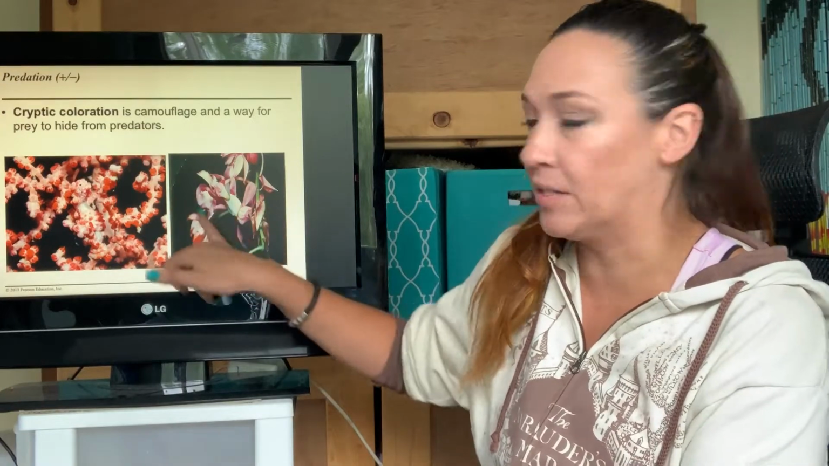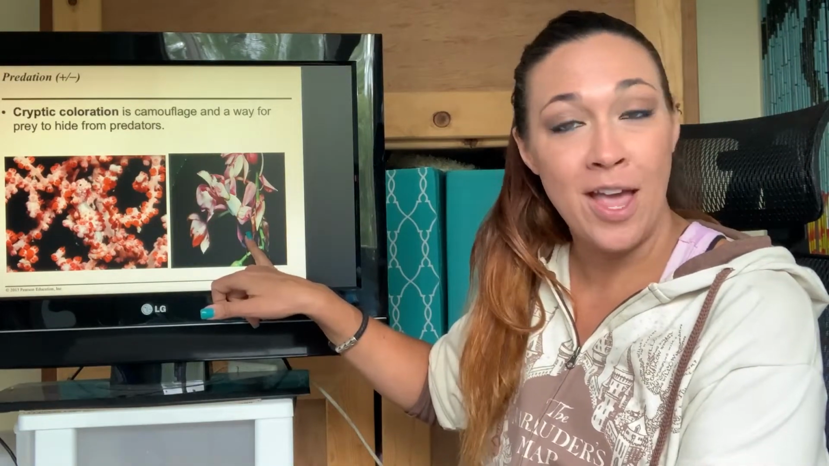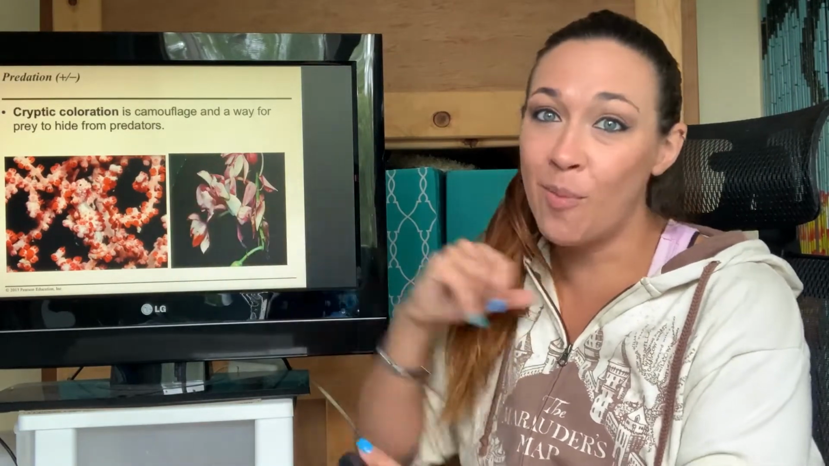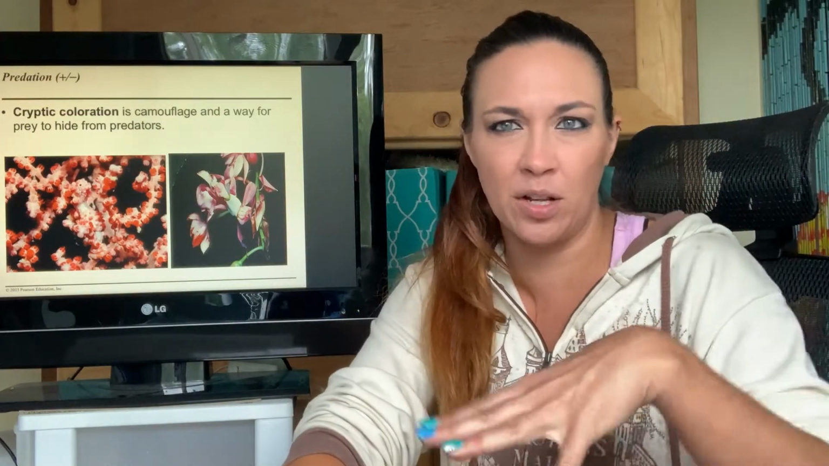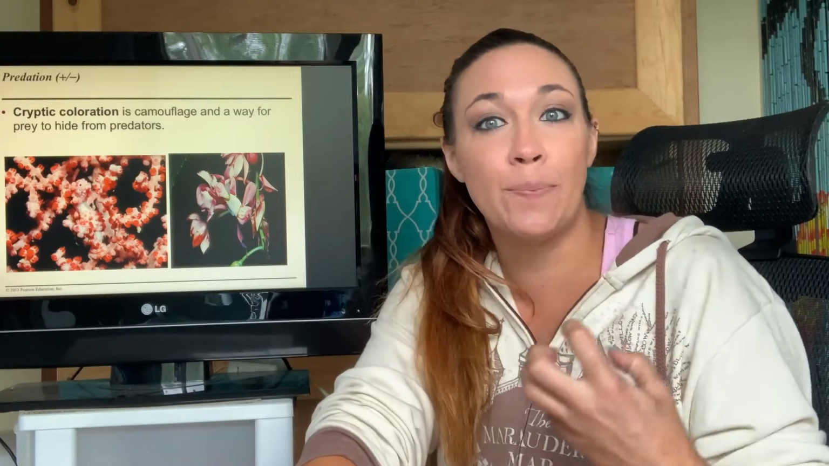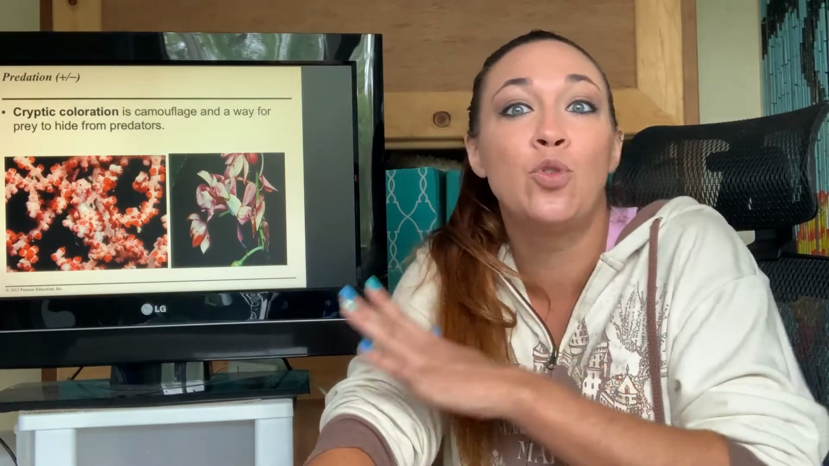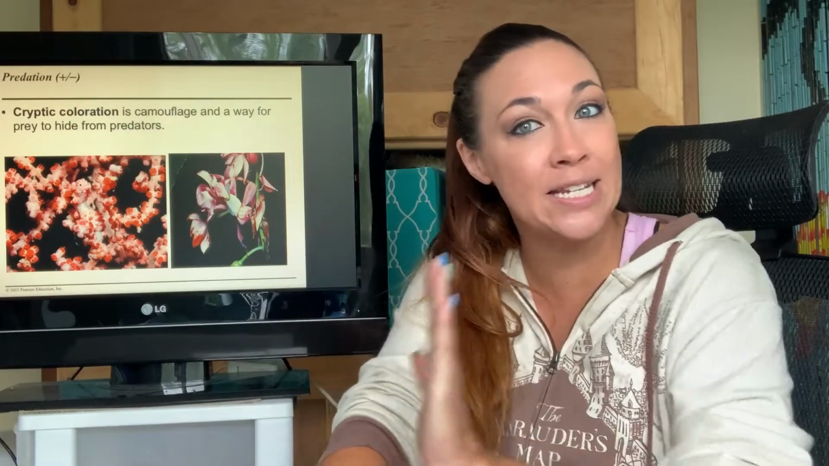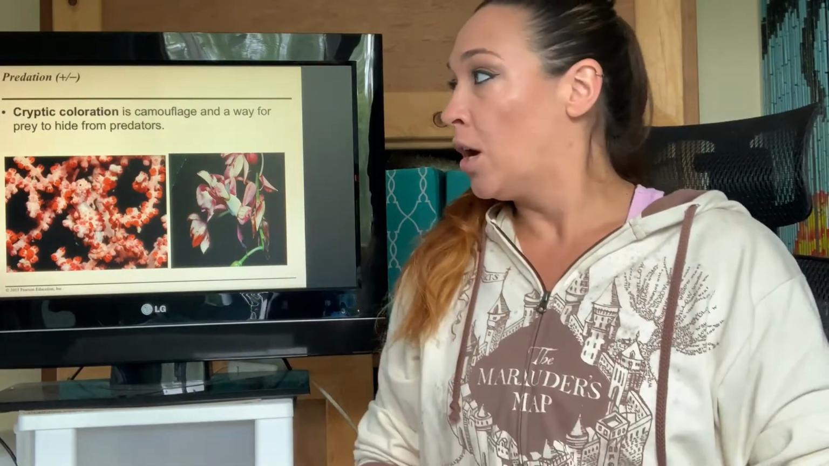It blends into the background. Same thing right here. What's this? Just an orchid? No. It is a praying mantis hiding in amongst the orchid. So he kind of mimics a little bit. Mimicry is a little bit different. We're going to learn about mimicry. But this is cryptic, right? This is a type of camouflage. I'm going to blend into the background. I'm going to blend into whatever is around.